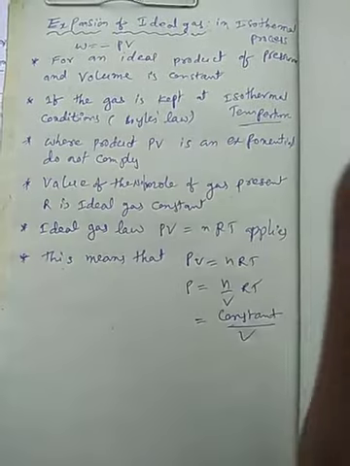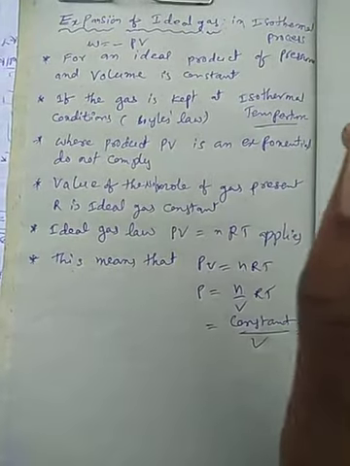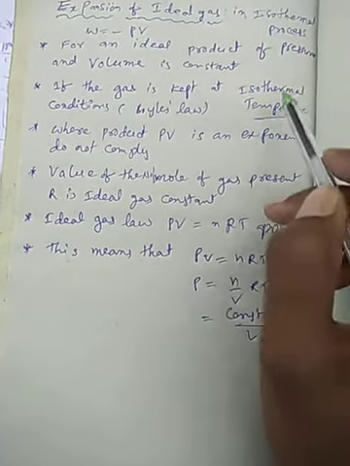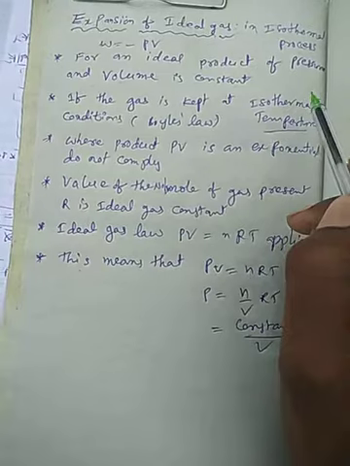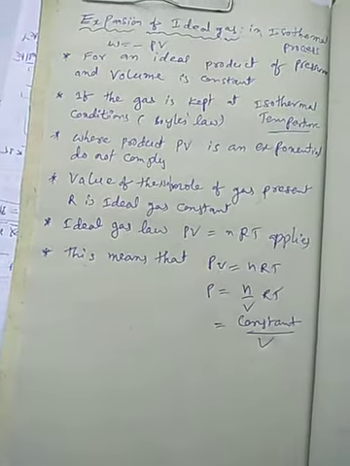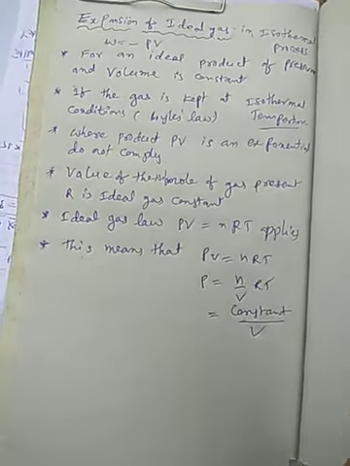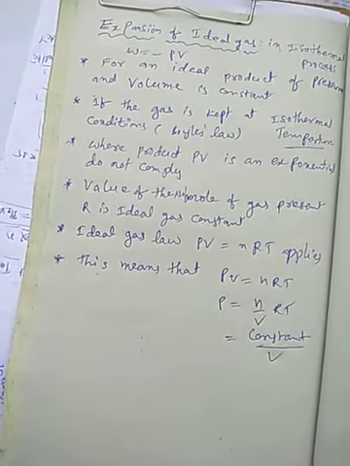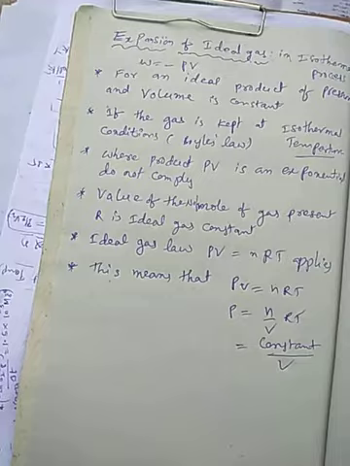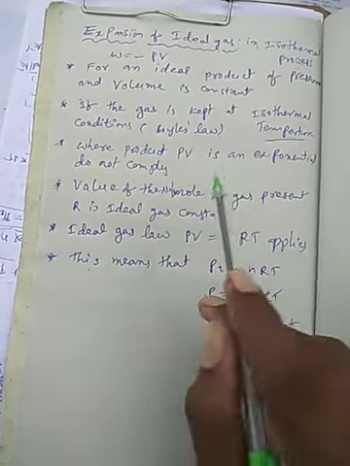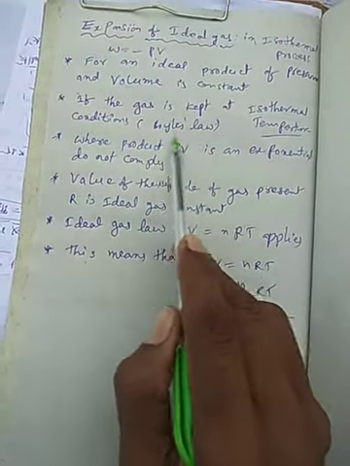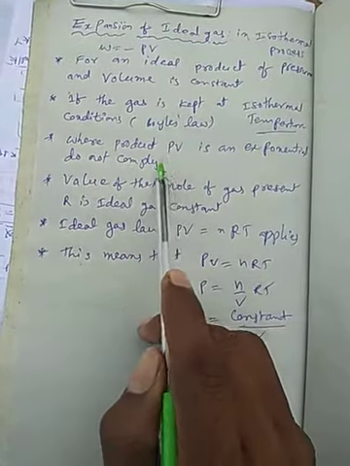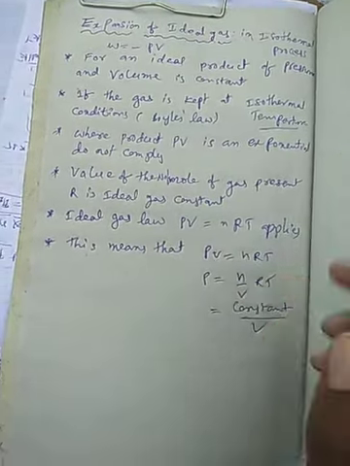Now we know already that pressure is inversely proportional to volume, according to Boyle's law. Boyle's law states that the pressure of a gas is inversely proportional to its volume at constant temperature. It is called Boyle's law, where the product PV is kept constant.